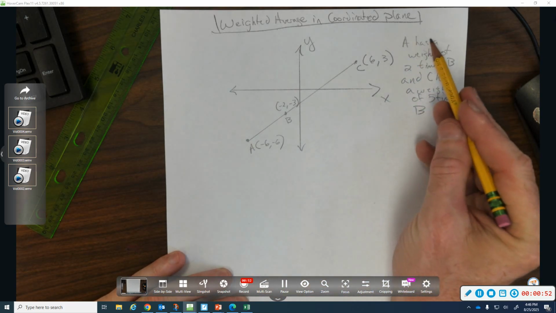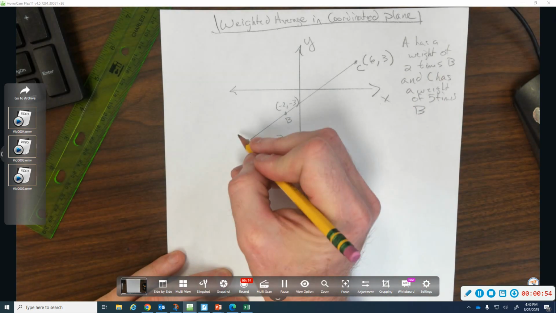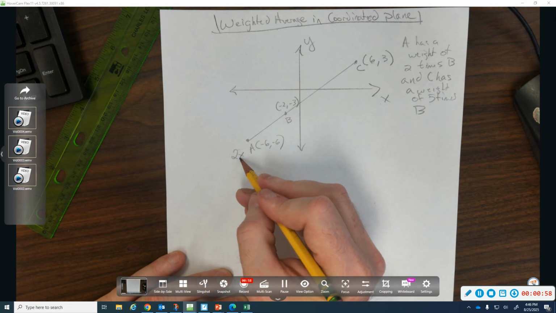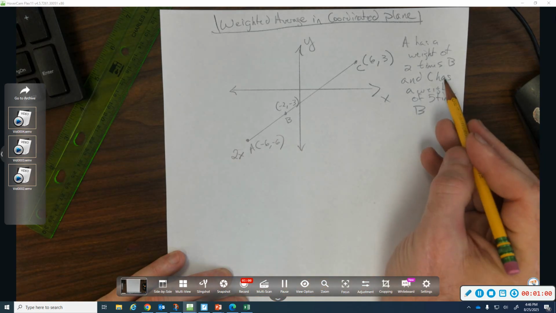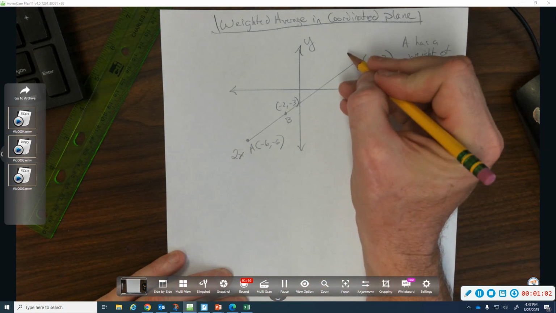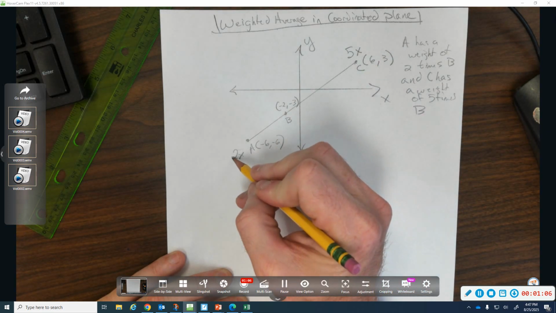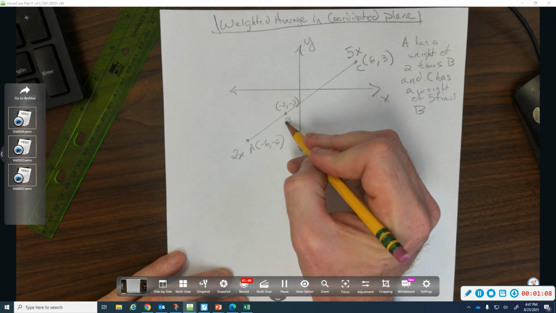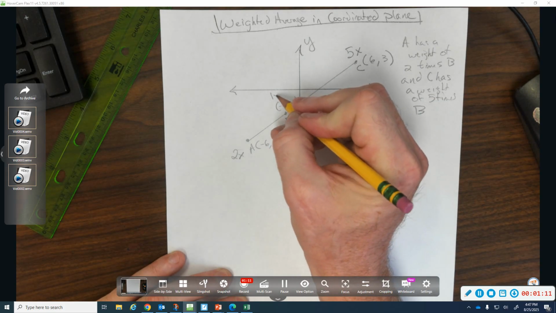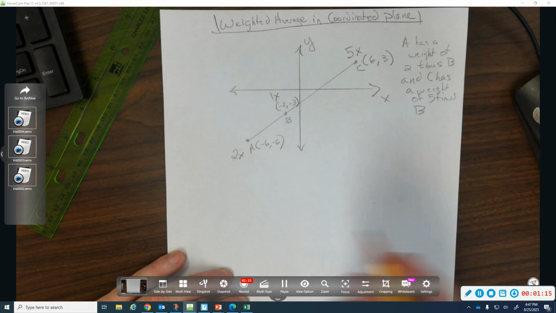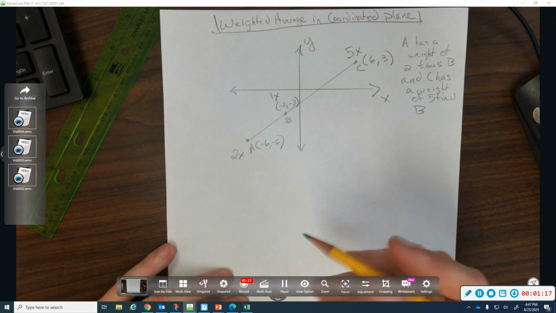And so if I say that A has a weight of 2 times B, this location here is going to be 2x, or 2 times. And then C has a weight of 5 times B, so this would be 5 times. So if this is 2 times B and this is 5 times B, B is just 1 times, right? 2 times 1 is 2, 5 times 1 is 5. So that's a simpler way to think about it.